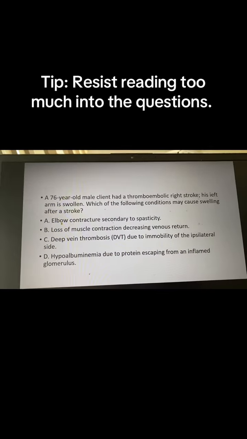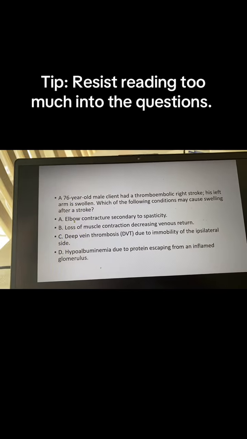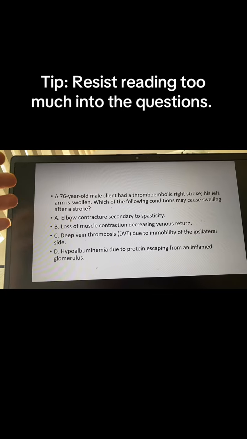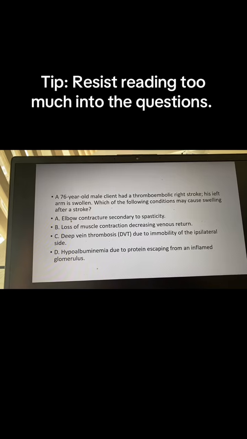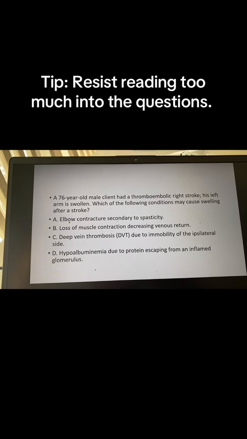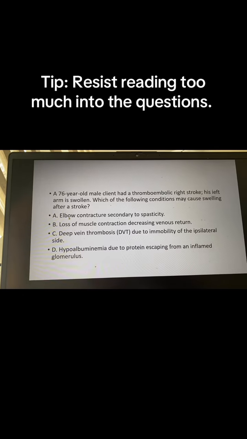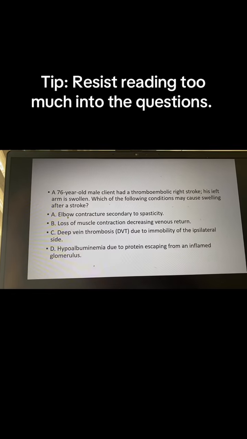All right. So often we want to read into questions, right? We want to give somebody a condition, but we need to make note of, and go ahead and pause. Pause and jot down your answer and then come back, and we're back. So we need to make note of what's actually going on. Thromboembolic right stroke, arm swelling.